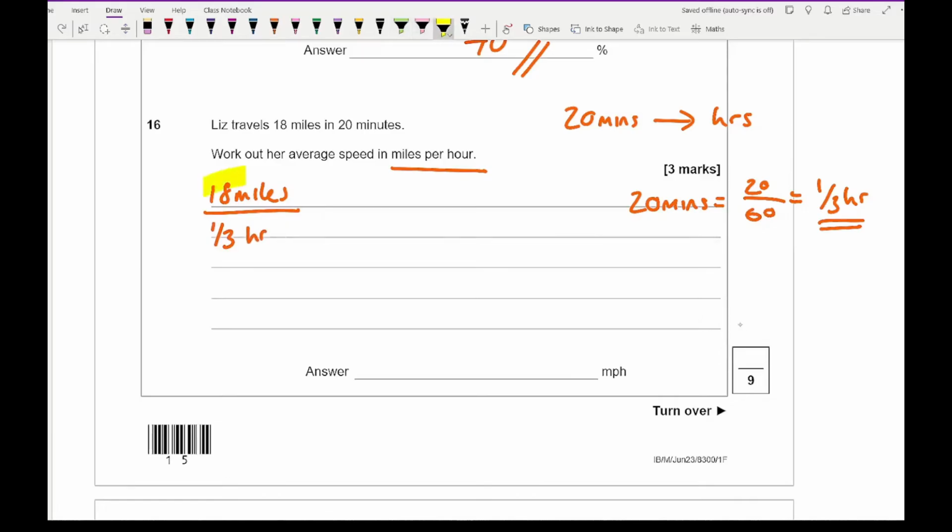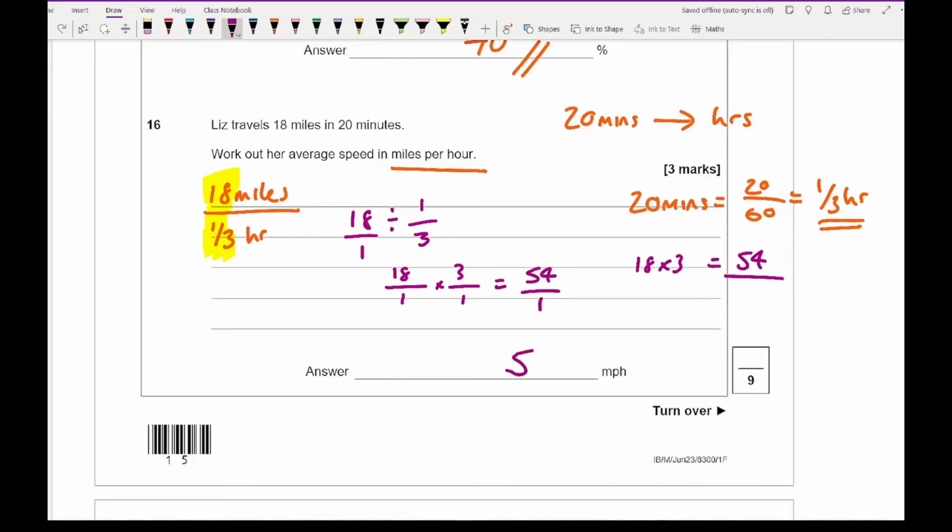And what I then want to do is work out what this calculation is. So I've got 18 divided by 1 over 3. And again, remembering the rules of fractions, we convert the 18 to a fraction, then we flip the second fraction, turn it into a multiply. So I've got 18 times 3, which gives me an answer of 54. So it's going to be 54 over 1. 54 divided by 1 is just simply 54. So the answer is 54 miles per hour.